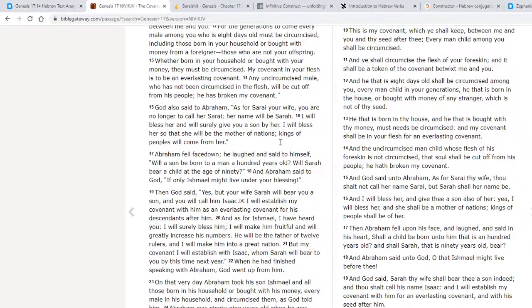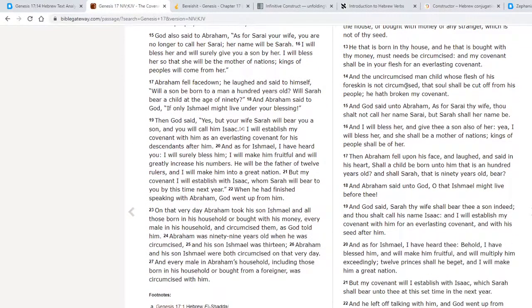Let's look at the translation. And the uncircumcised male child, I'm not even sure why he said child, whose flesh of his foreskin is not circumcised, that soul shall be cut off from his people. He hath broken my covenant.